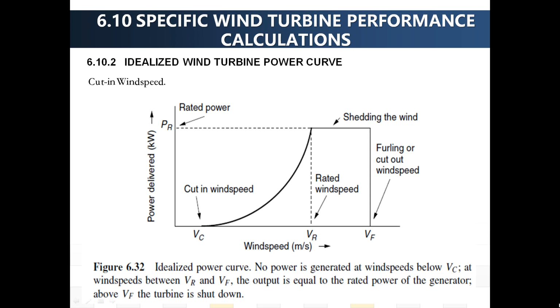Figure 6.32 shows the idealized power curve. No power is generated at a wind speed below Vc, which is the cut-in wind speed. At wind speeds between Vr and Vf, the output is equal to the rated power of the generator. When the wind speed is above Vf, the turbine is shut down. So Vr is called the rated wind speed, and Vf is called the furling or cut-out wind speed.